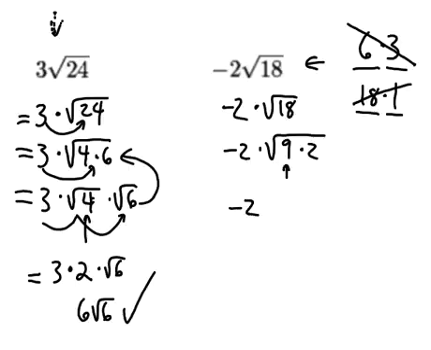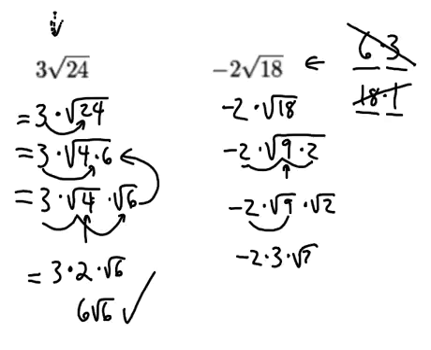Okay, so I'm going to separate this now. Negative 2 times the square root of 9 times 2 is the same as negative 2 times the square root of 9 times the square root of 2. So negative 2 times the square root of 9, which is 3, times the square root of 2. Negative 2 times positive 3 is negative 6, and then I have the square root of 2.